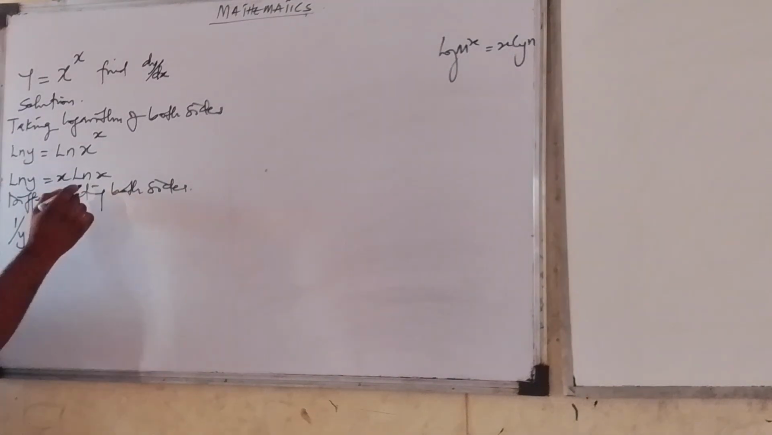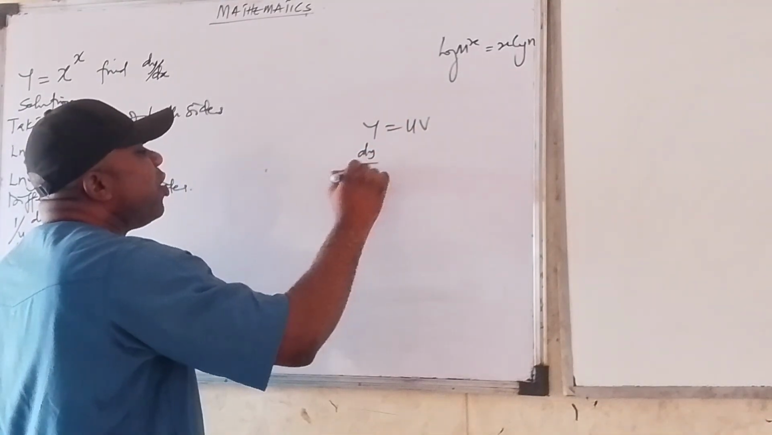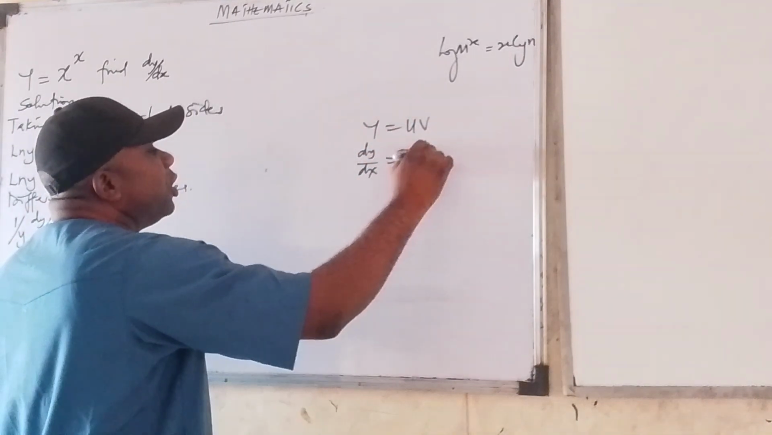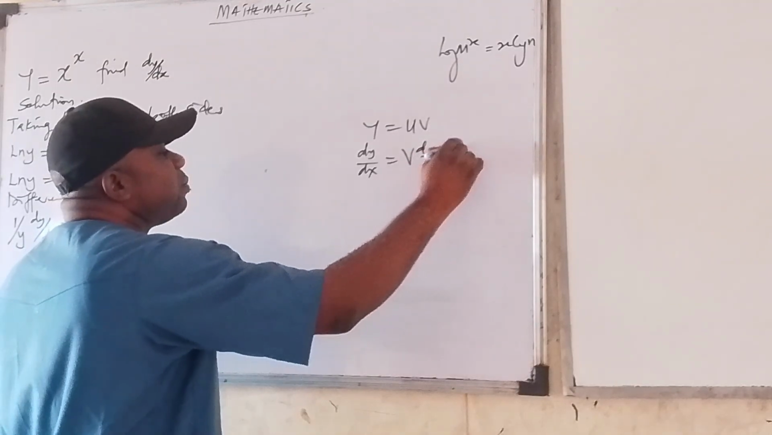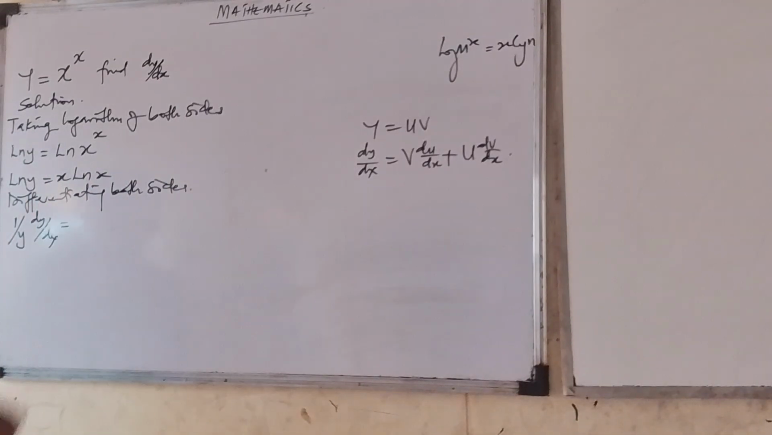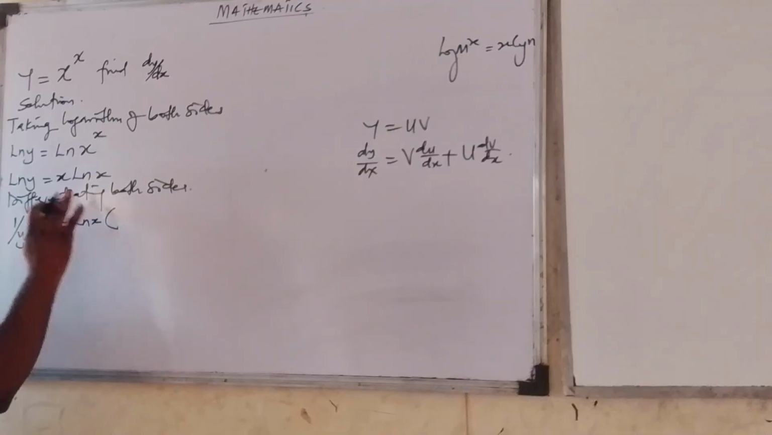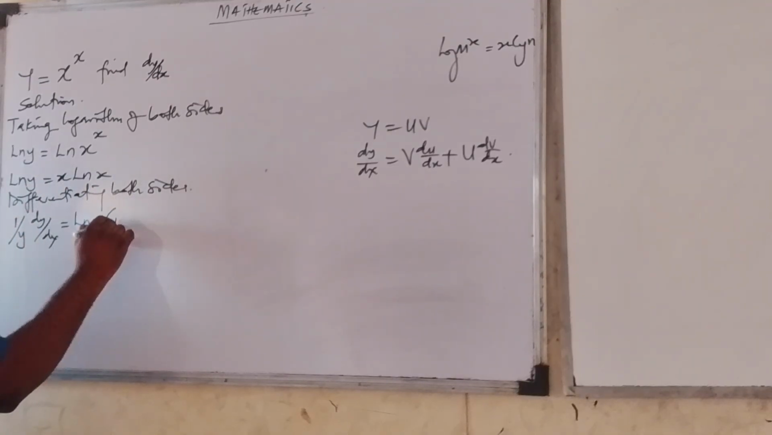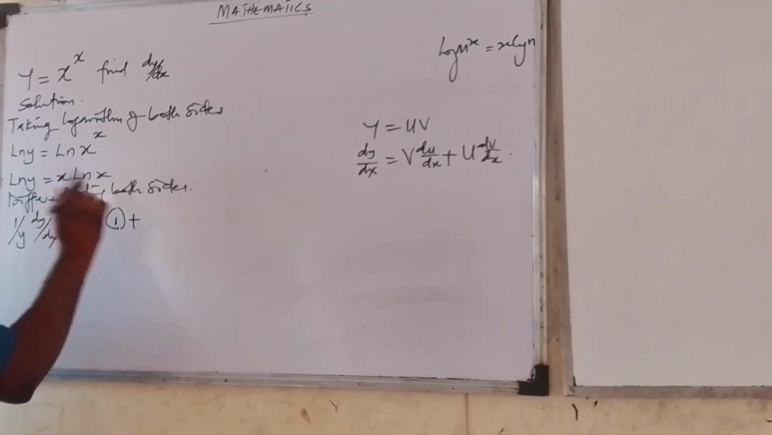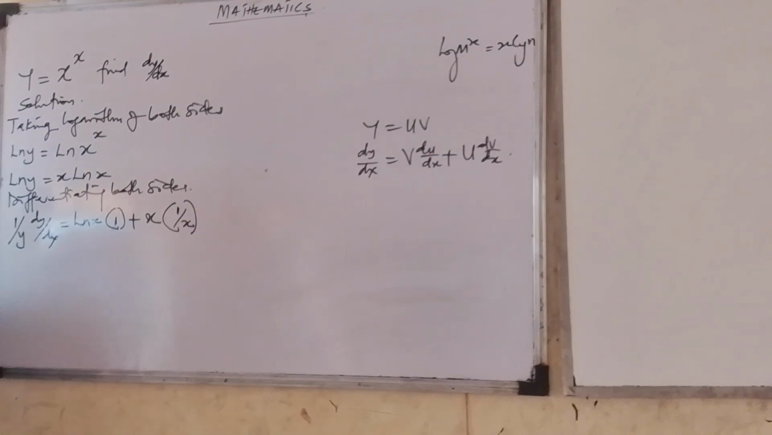This is the product of two functions. Remember we said if y is equal to uv, then dy over dx is equal to v du over dx plus u dv over dx. So in this case, our v is ln x. When you differentiate u, which is x, it gives 1. Then plus, you pick x now and differentiate ln x. When you differentiate ln x, it gives 1 over x.